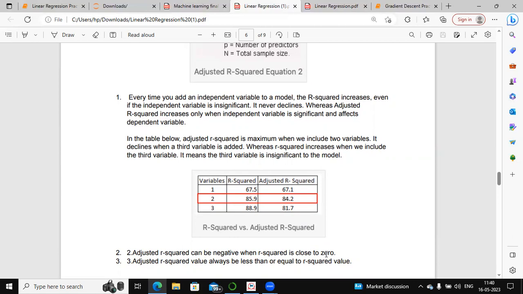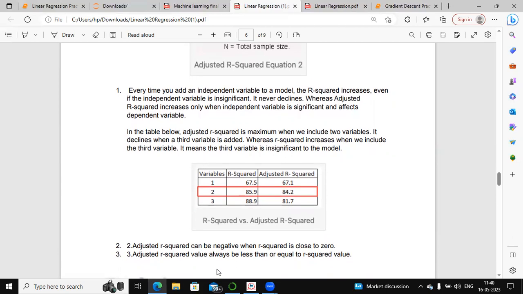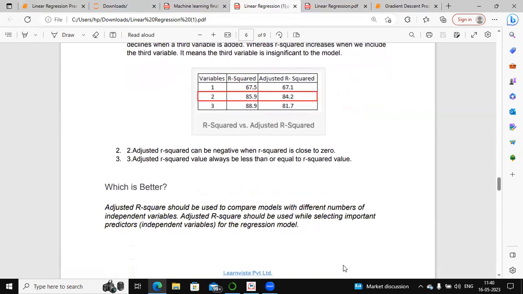So when R square is close to zero, let's say R square is zero, as I said, our adjusted R square is always less than or equal to R square. So it can be less than zero, that is negative, if R square is zero. So adjusted R square values will always be less than or equal to R square.